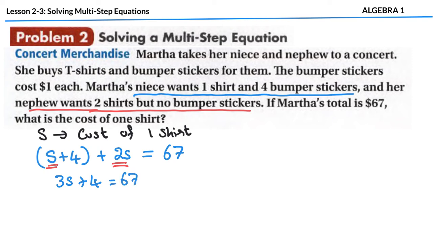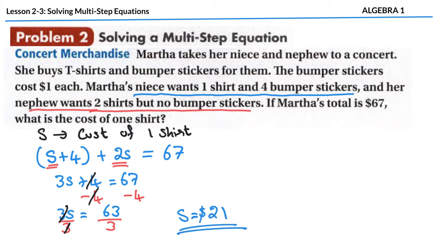How will I remove the 4? Minus 4 on both sides. So, what are we left with? 3S is equal to 67 minus 4, which is 63. How will I remove the 3? Divide by 3 on both sides. So the cost of one shirt is 63 divided by 3, which is $21.